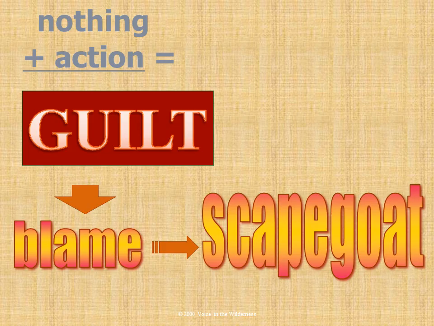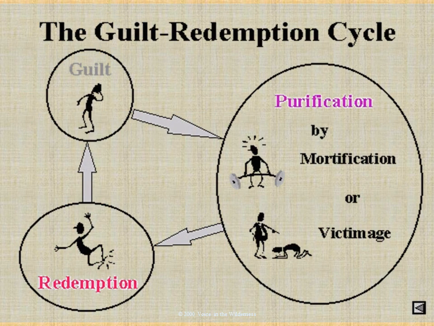The scapegoat for Dr. King was the government and the system. He didn't point to particular people, although certainly Southern sheriffs and the governor, George Wallace of Alabama, got the finger pointed at him from time to time by Dr. King. So he works the guilt and redemption cycle.